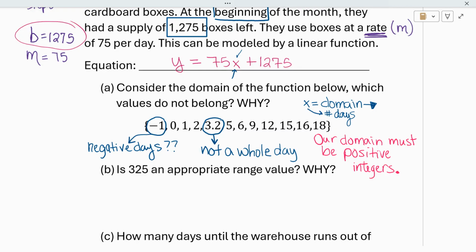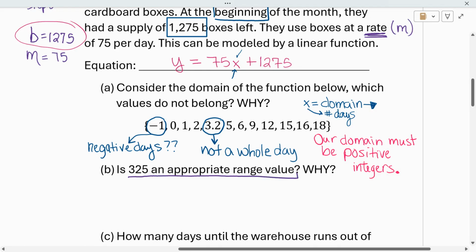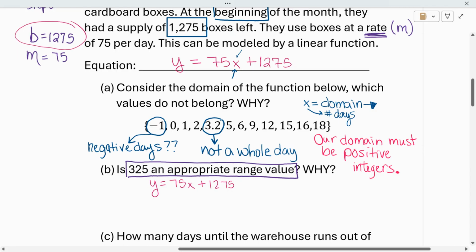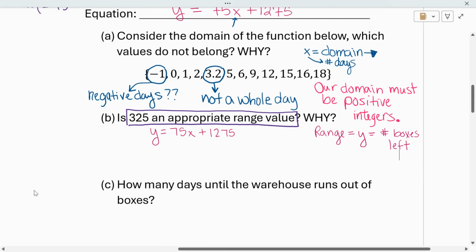Okay. So the second question says, well, is 325 an appropriate range value? Meaning, can you have 325 boxes? So let's think about that. Y equals 75x plus 1,275. If my range value, which is my y, is the number of boxes that I have left. Y is the number of boxes I have left. How would I plug that in to see if that's appropriate?